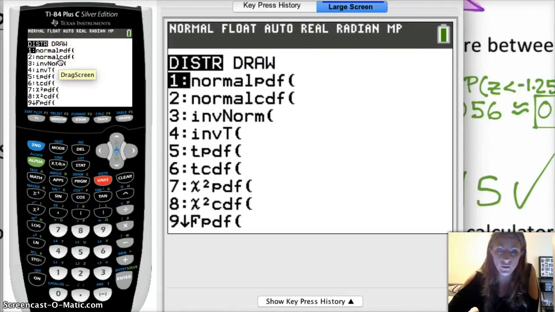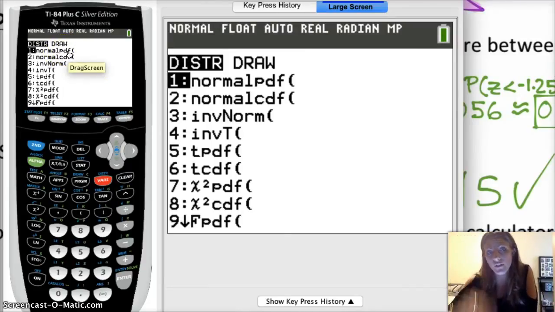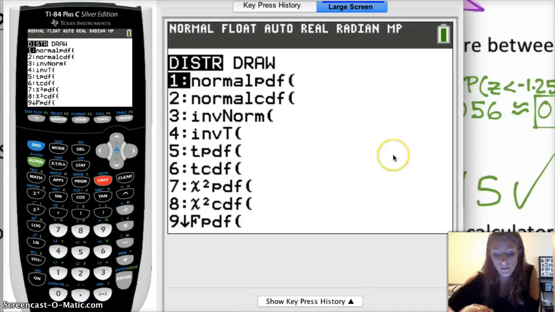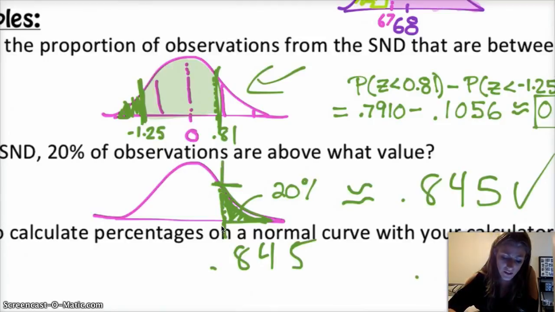You're never going to use normal PDF. Okay, never say never. You are probably 99.9% chance of never using normal PDF. Basically what this does is it tells you the height of the curve at the x value you plug in. So basically, if I were to give you a normal curve and you plug in 0.845 or whatever, it actually gives you the height on the y-axis for that value, which is not something we actually care about too often. So don't overuse PDF.